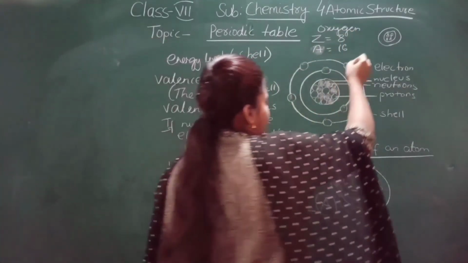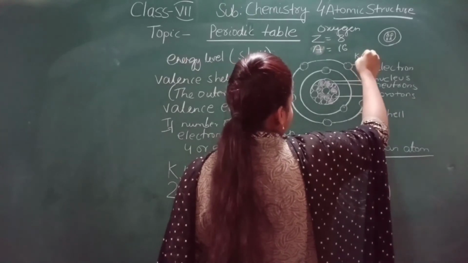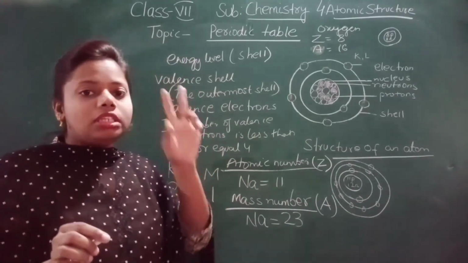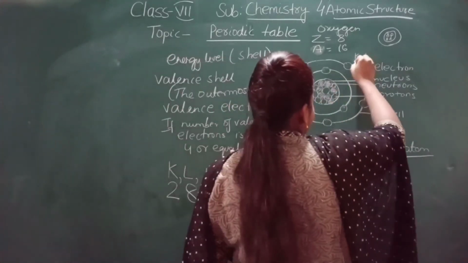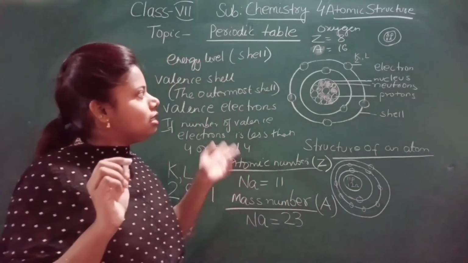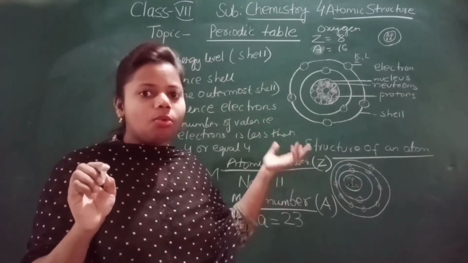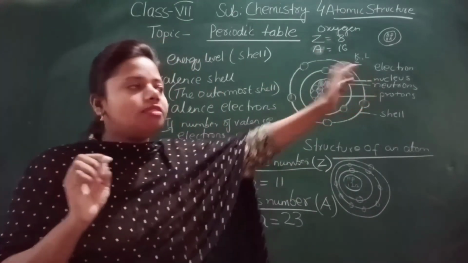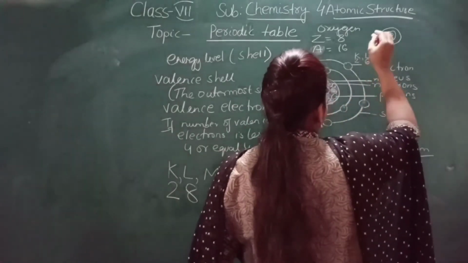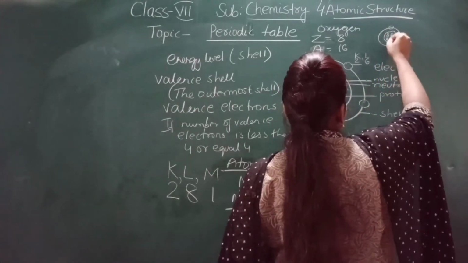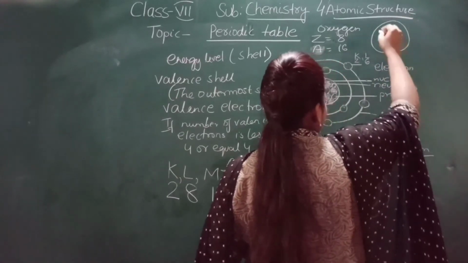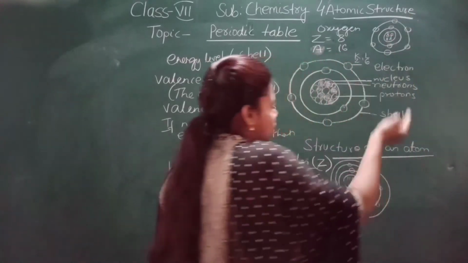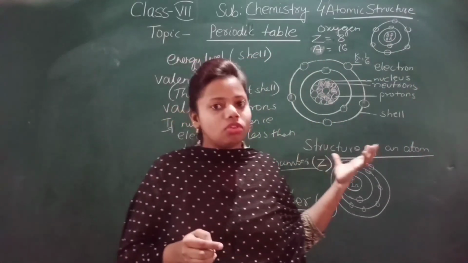So we will make K and L here, because you can see just 8 electrons are there. In the first shell, 2 electrons will be there. And in the second shell, whatever is left will be there. From 8 we have written 2, so how much is left? 6 is left. So in the first shell, 2 electrons, and in the second shell, 6 electrons: 1, 2, 3, 4, 5, 6. So you can see that in the outermost shell, that is the valence shell, 6 electrons are present.